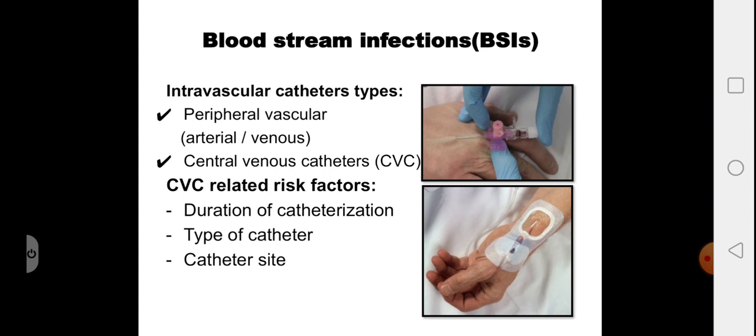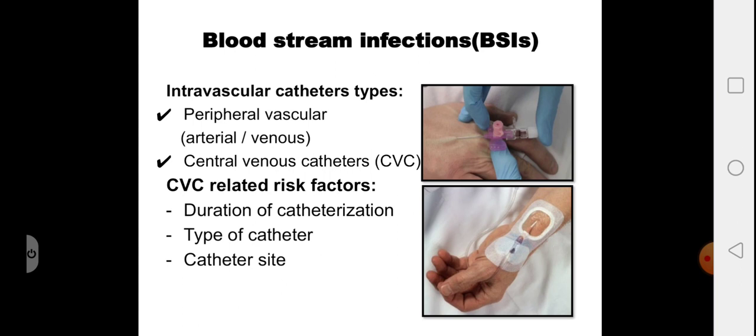Looking into central venous catheters, these are introduced through veins like the subclavian vein, internal jugular vein, or femoral vein, the central lines, so that they can reach into the greater vessels closer to the heart. Today let us concentrate on central venous catheters and learn about central venous catheter associated bloodstream infections. Looking into the risk factors, they are duration of catheterization. Longer the duration of catheterization, more is the risk of infection.